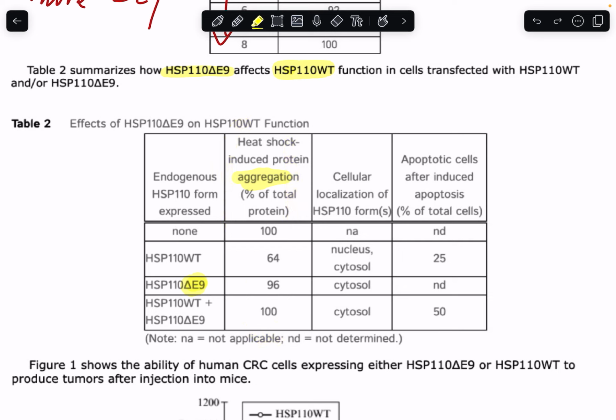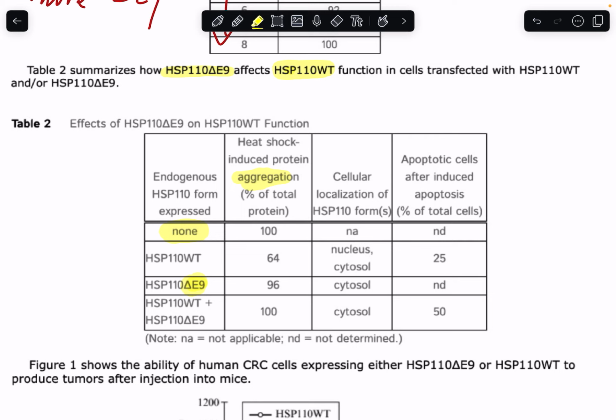And then the second column is talking about cellular localization. Let's dig into that, okay? So when I have this wild type, and of course this means none, right? I don't have any of the wild type or the mutant one, right?